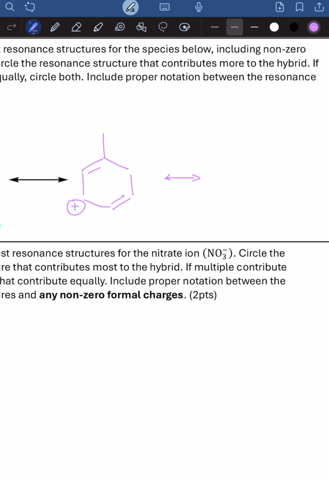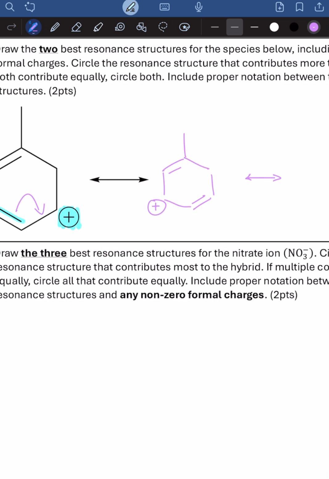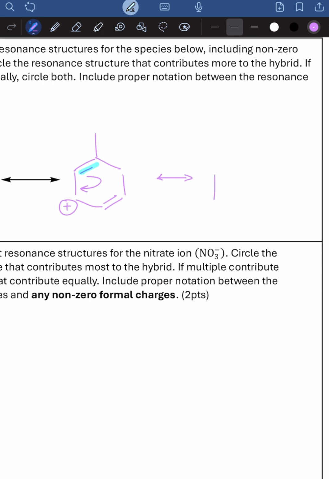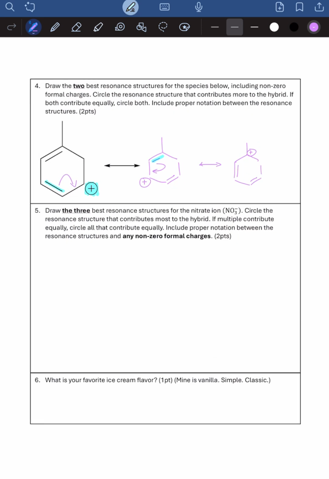Okay, so with this next set of resonance structures, we have the same kind of principle. Electrons up here can swing down here where there is a deficiency, and thus form a resonance structure that looks like this. And the positive charge has to go somewhere. It's going to go on this carbon here. Okay, so the question then asks, circle the resonance structure that contributes more to the hybrid.